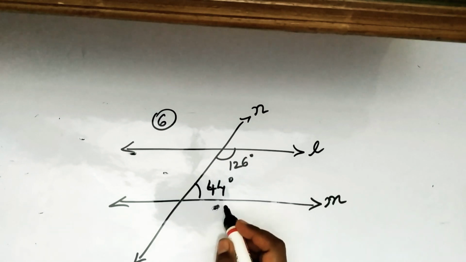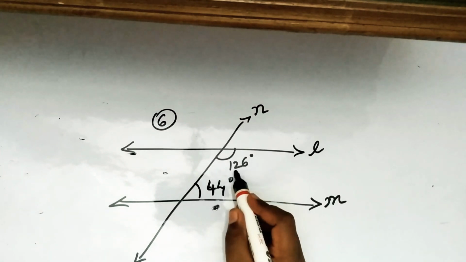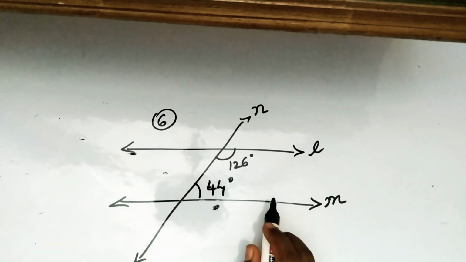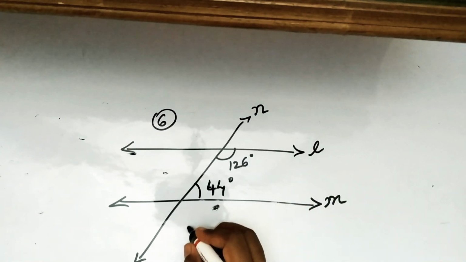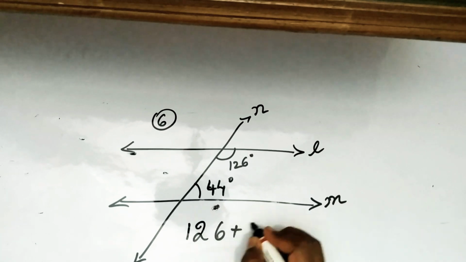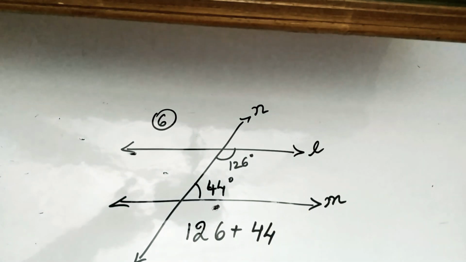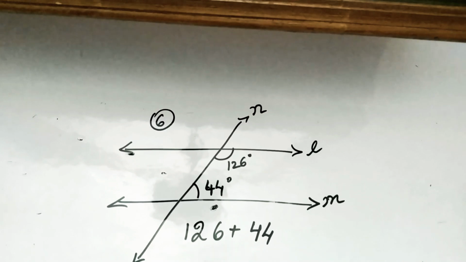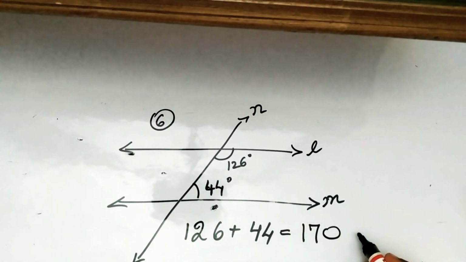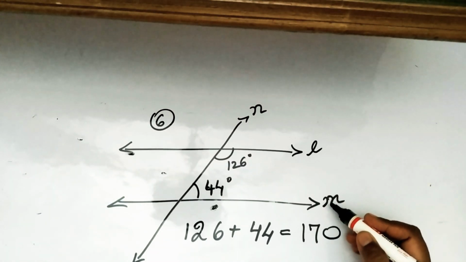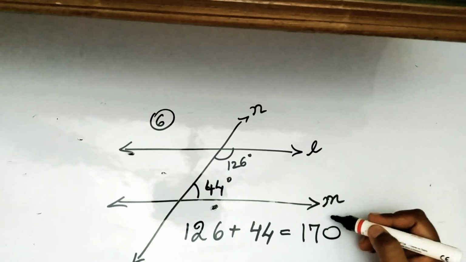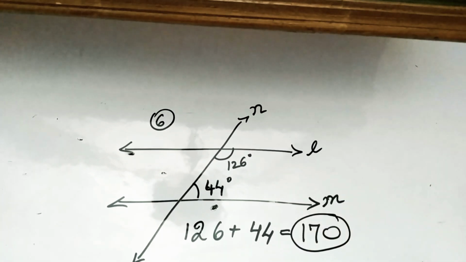So you can use that theorem and then prove that if 126 plus 44 is equal to 180, L and M will be parallel, else they are not parallel. So what is 126 plus 44? Yes, so 126 plus 44 is equal to 170, not 180, right? So this proves that L is not parallel to M. If they both are parallel, the sum over here should come as 180.